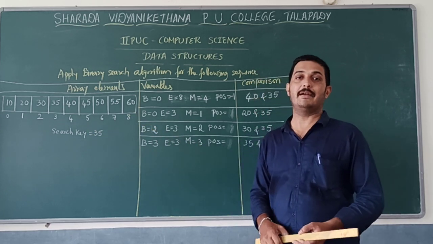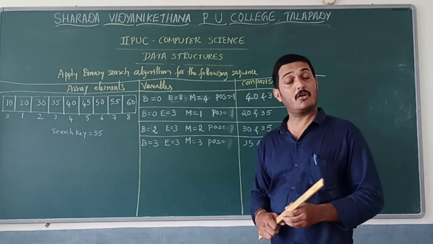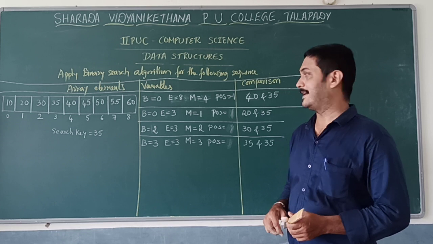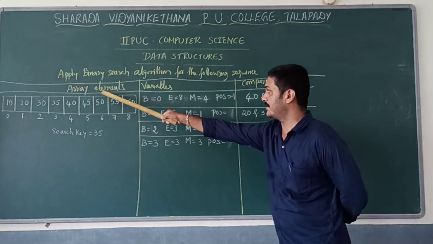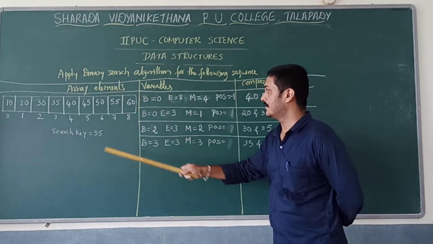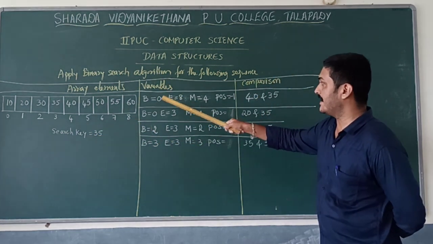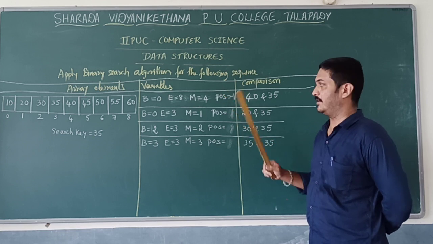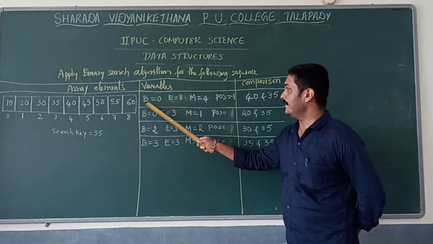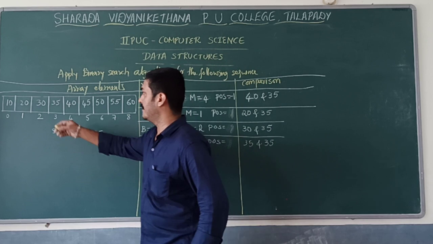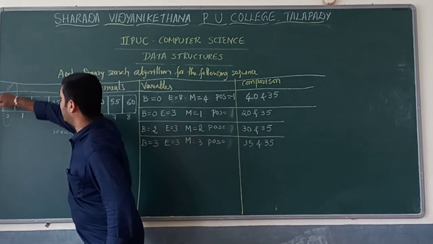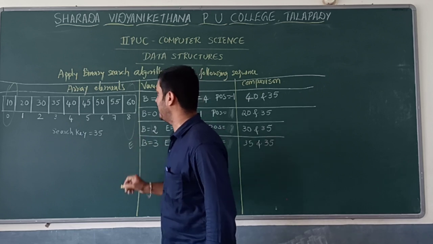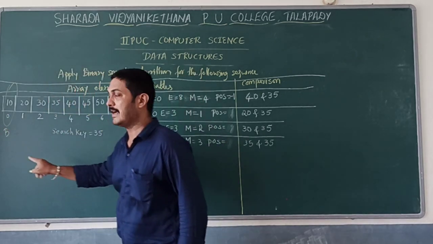So, how do we trace the binary search algorithm in our program or in our table? First, write the array elements like this. Next, the search key is 35. Next, the variables are beginning, end, middle and position. Initially, beginning is 0, the location of the first element, and end is the location of the last element. Here it is B and here it is E, beginning and end.